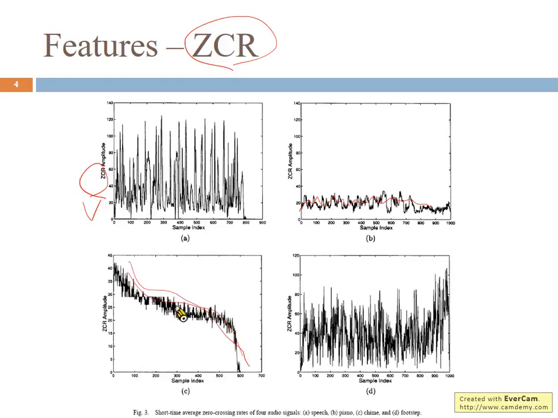The third one is chime, C-H-I-M-E. That's a kind of sound effect, and we can see the evolution of the ZCR is quite unique. The fourth one is the footstep, people walking, and we still can see the zero crossing rate fluctuates a lot. So this is more similar to the speech.